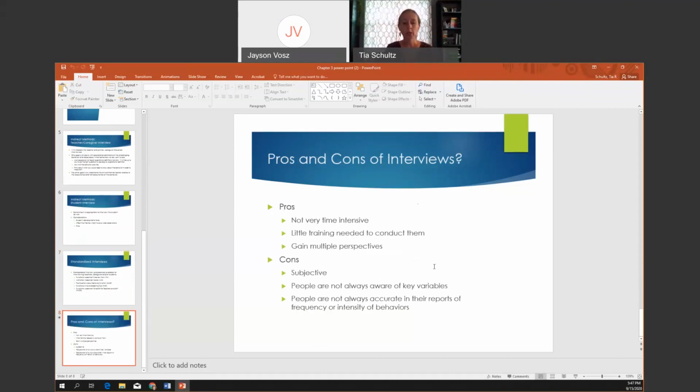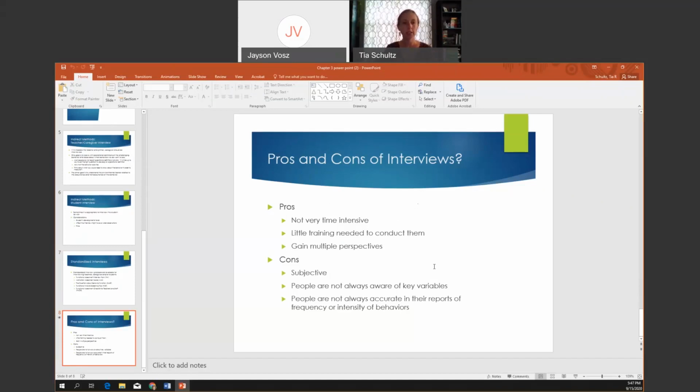And so interviews have some advantages. There's a good reason why we use them. They are not very time intensive compared to planning out and carrying out observational data collection. You don't need a lot of training to do this type of interview. There are interview types out there, like a forensic interview, for example, where people do have very specialized training. But for this, you don't need any specialized training.